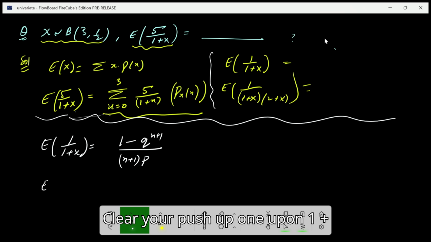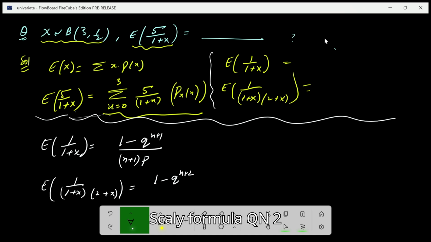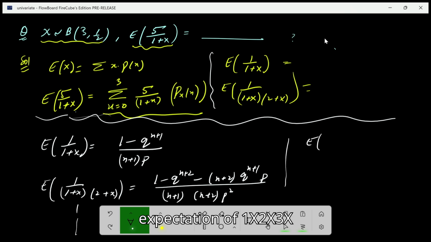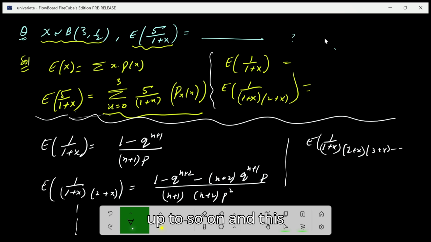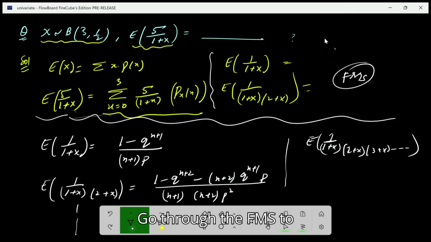क्लियर है? अगर ये पूछा गया 1/((1 प्लस एक्स)(2 प्लस एक्स)), इसके लिए फॉर्मूला है (1 माइनस q^(n+2) माइनस (n+2)q^(n+1)p) डिवाइड बाई (n+1)(n+2) देन p स्क्वायर। ऐसे ये अप टू कहाँ तक जाएगा? एक्सपेक्टेशन ऑफ 1/(1 plus x)(2 plus x)(3 plus x) up to so on. And this result is given in the FMS. You can go through the FMS, तो उसमें ये concept आपको मिलेगा, ठीक है?